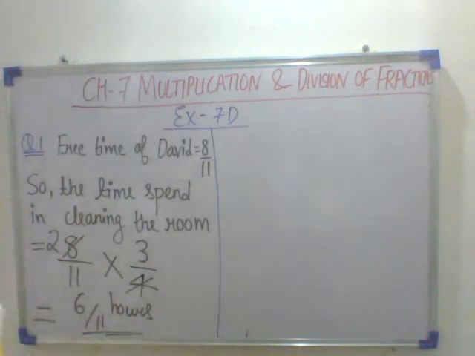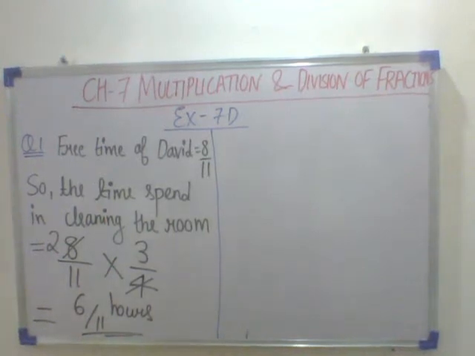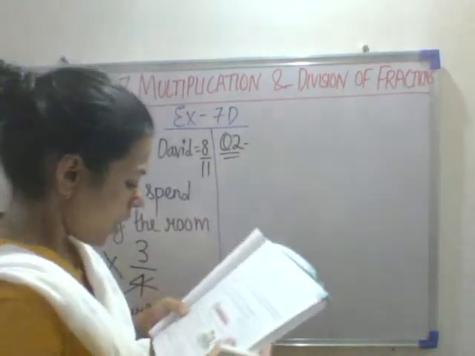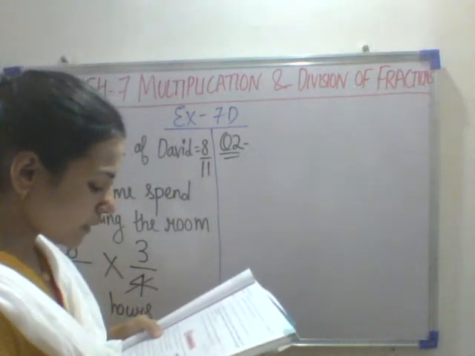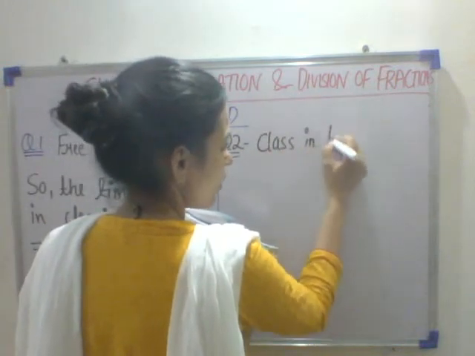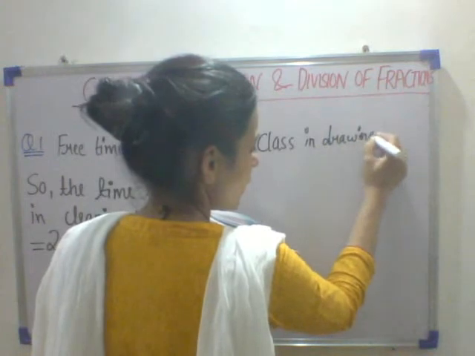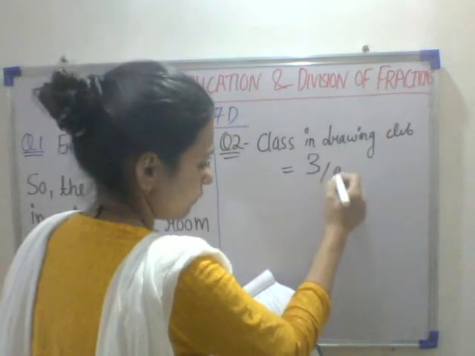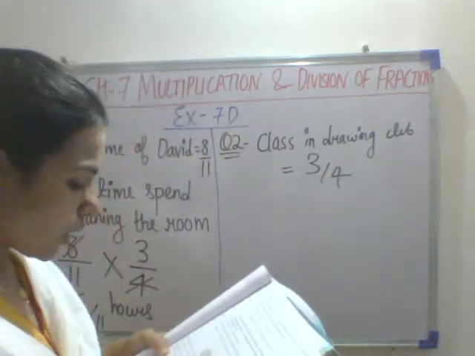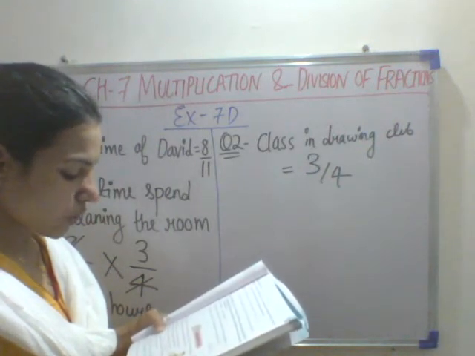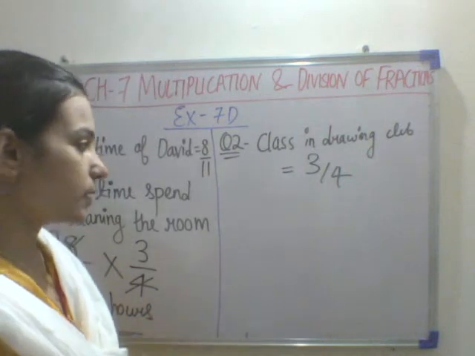Now let us do the second question. What is given in the second question? Question number 2. 3/4 of the class are in drawing club. So class in drawing club, it is 3/4. 2/3 of them are taking part in drawing competition. What fraction of the class is taking part in the competition?